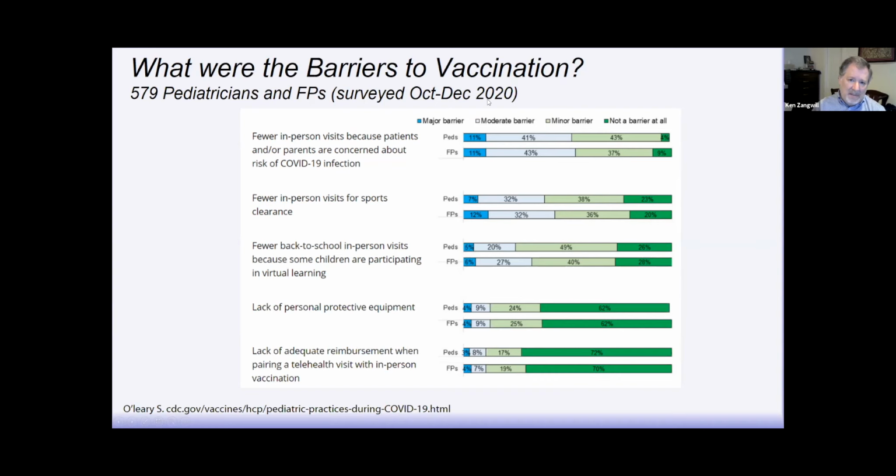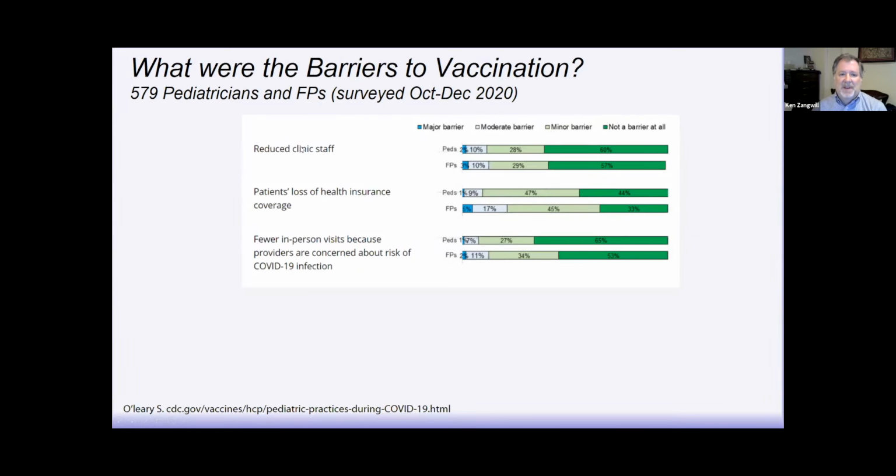This is at the end of the year. There were ongoing issues, but there weren't substantial shortages. But it was still a major or moderate barrier in over 10% of pediatrician and family practitioner offices. So not trivial, I suppose. And utterly preventable, by the way. And then lack of adequate reimbursement when pairing a telehealth visit with in-person, that was a bit of an issue as well.